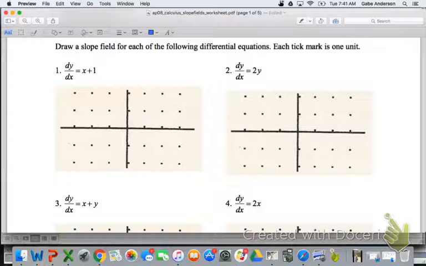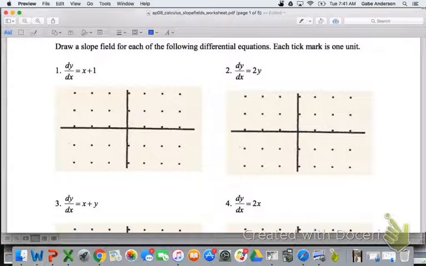So the instructions say draw a slope field for each of the following differential equations. Each tick mark is 1 unit. So let's talk about the idea that we're dealing with differential equations here. Maybe you remember that a differential equation is any equation that has at least one derivative in it, and you can see, of course, this first one, dy dx, that's a derivative, equals x plus 1, and so this is a differential equation. To think back on what this means, dy dx stands for the slope of the tangent line, and so what this is essentially saying is that the slope of the tangent line depends on the x-coordinate plus 1.